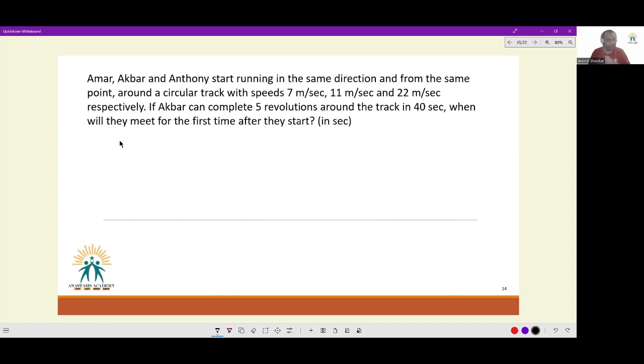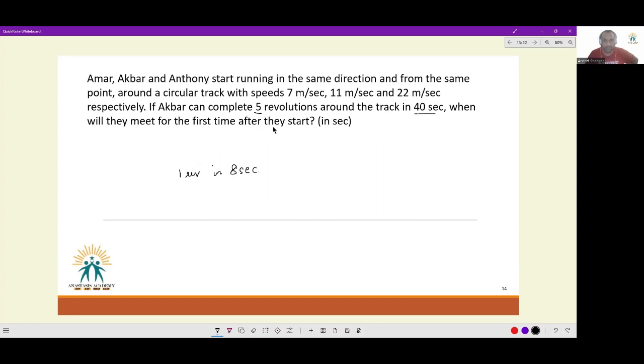Next, Amar, Akbar and Anthony start running in the same direction from the same point around a circular track with speeds 8 meters per second, 11 meters per second and 22 meters per second respectively. Akbar can complete 5 revolutions around the track in 40 seconds. When will they meet for the first time after they start? First thing, we can figure out the circumference of the track. 5 revolutions in 40 seconds means 1 revolution in 8 seconds.